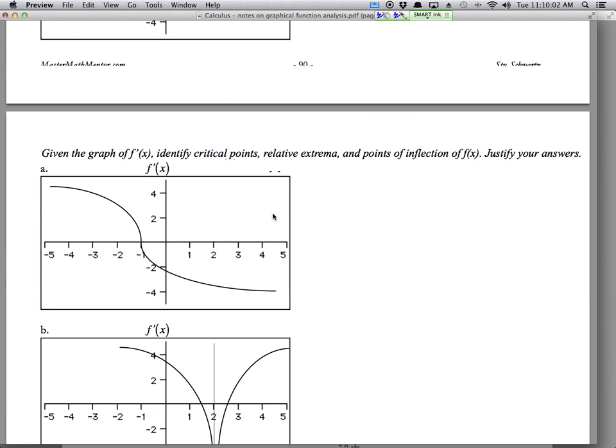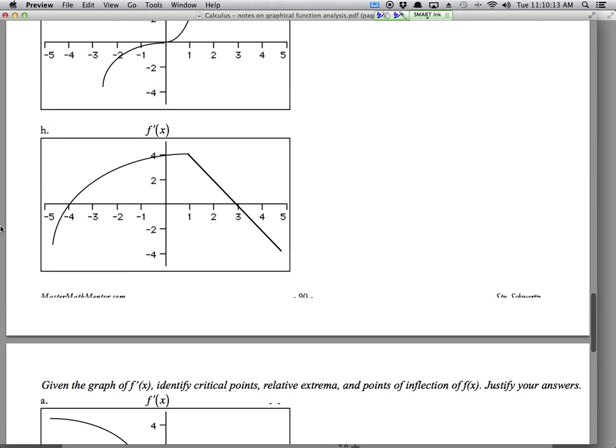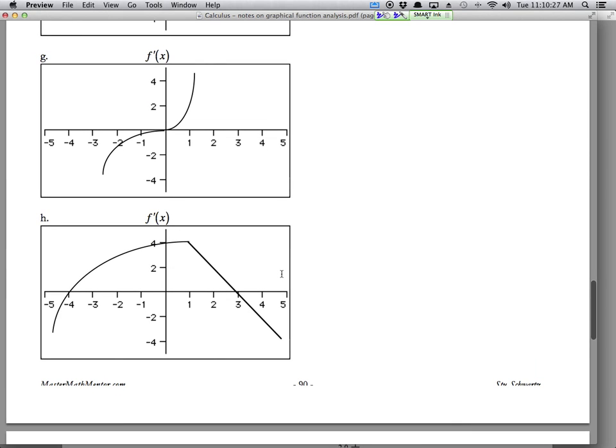Melody, A, what's my second derivative? The second derivative is negative because f prime of x is always decreasing. Good. Amelia, what's my second derivative start out as on H? Positive because f prime of x is increasing. And then what is my second derivative? Negative, because f prime of x is decreasing. Very good. You guys got it down, concavity and points of inflection.